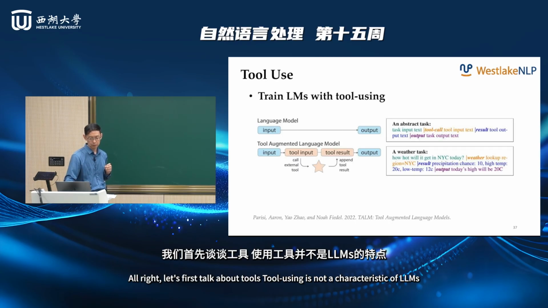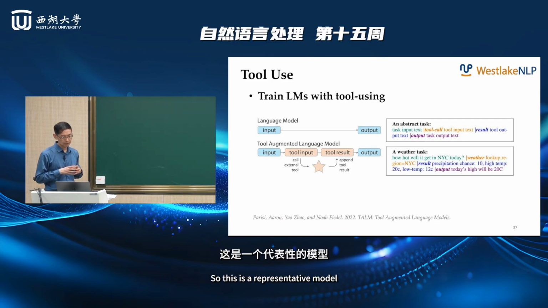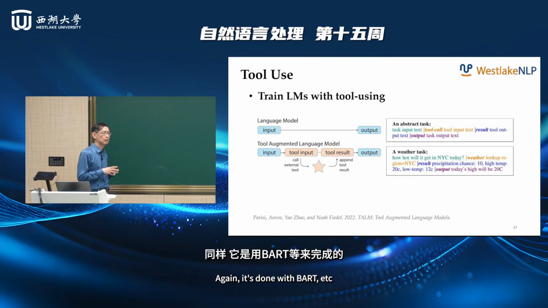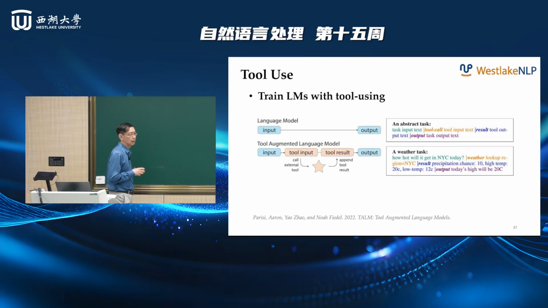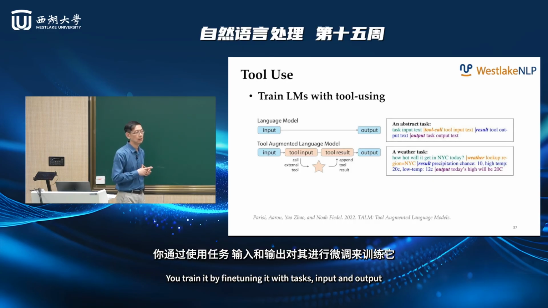Let's first talk about tools. Tool using is not a characteristic unique to LLMs. In fact, people have done research on tool using in sequence-to-sequence learning. So this is a representative model. Again, it's done with BART, etc. The first picture shows you the standard sequence-to-sequence BART. You train it by fine-tuning it with tasks, input and output.